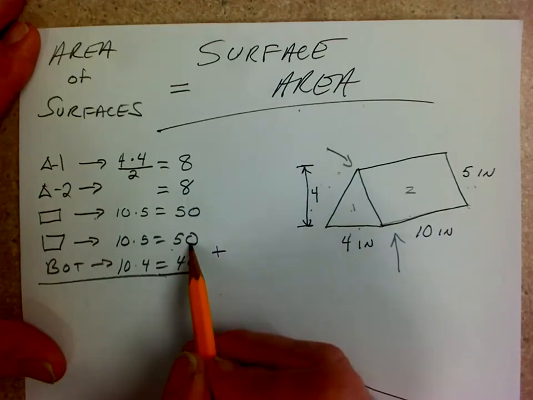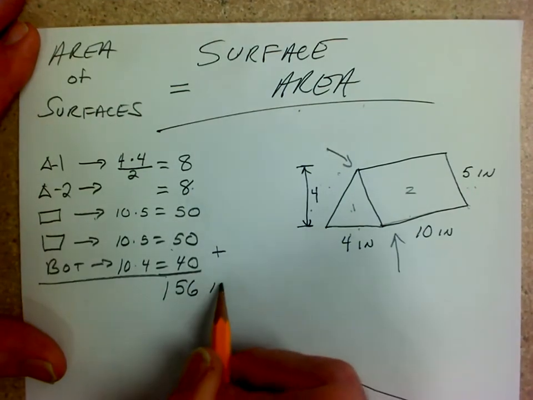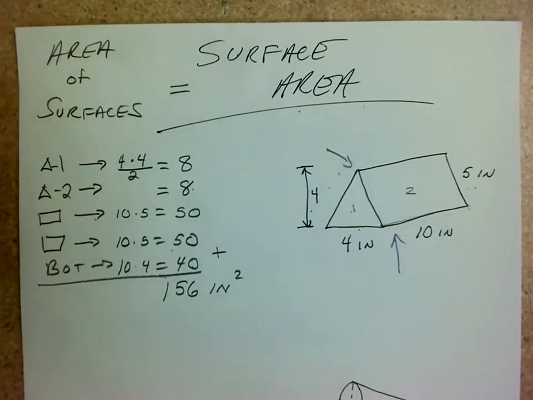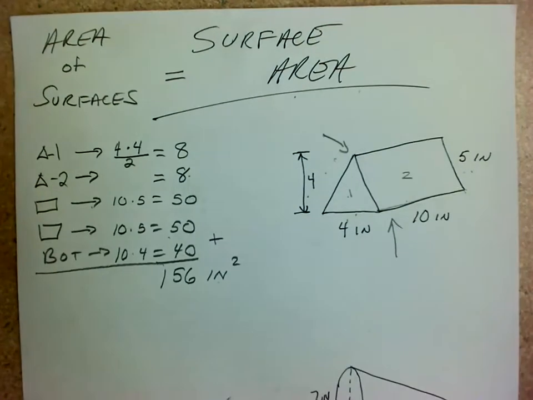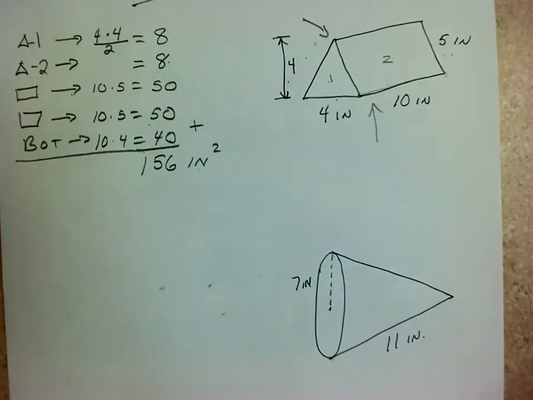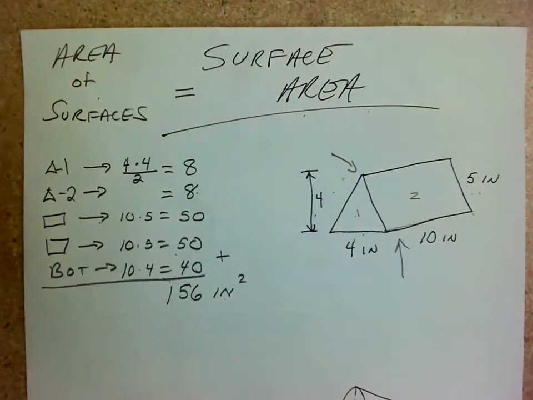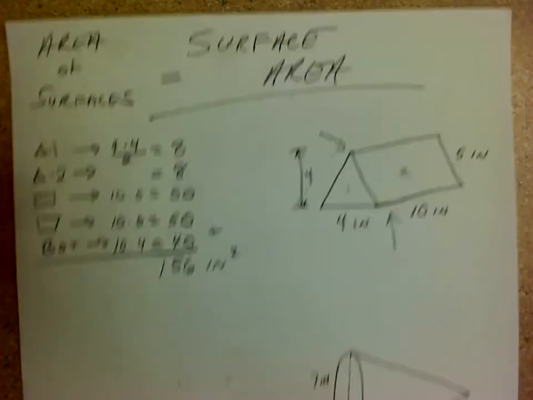Okay. So now to calculate the total surface area, all we have to do is add everything up. 140, 148, 156 square inches. Okay, 156 square inches would be the surface area for that prism. So again, regardless of the shape that we see, surface area is the same. We just have to be able to calculate the area of all the surfaces, and then we want to total that.